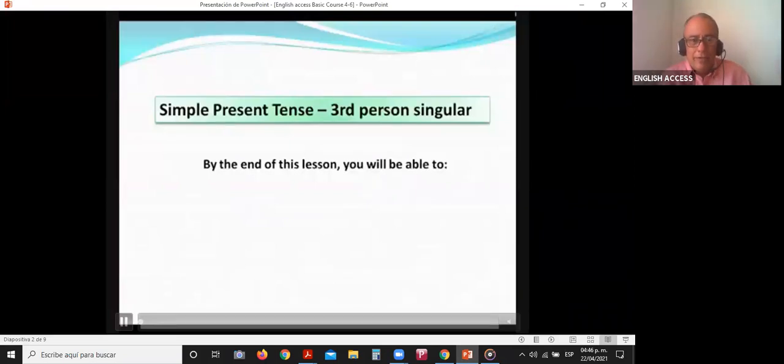In the simple present tense for third person, we change the verb in different ways depending on the verb. Here, we are going to go and see about how do we change the verbs. Okay, let's see.